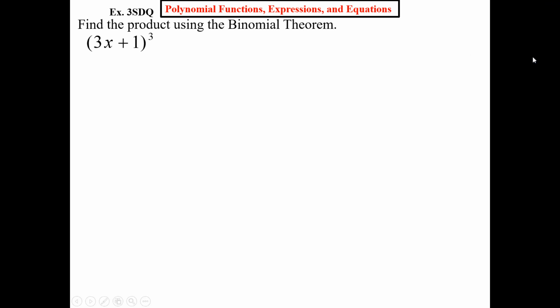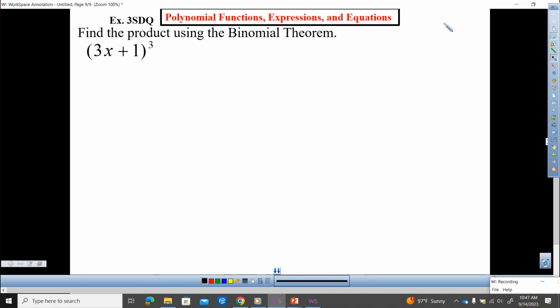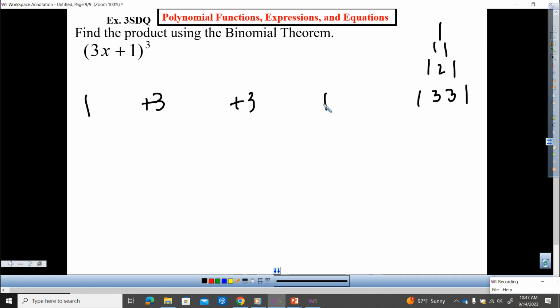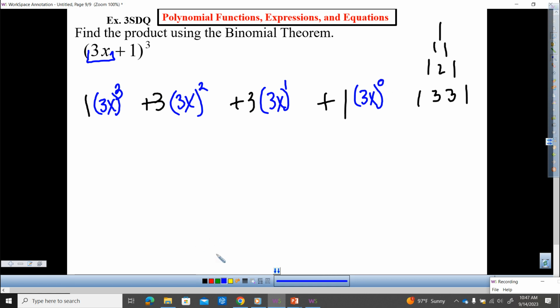Here we go. What row am I going to build to? 3. 1, 1, 1, 1, 2, 1, 1, 3, 3, 1. Okay, so it's 1 space plus 3 space plus 3 space plus 1. Now check this out. This is what I'm talking about. 3x to the third power, 3x to the second power, 3x to the first power, and 3x to the 0. What is my second term? 1. So this would be 1 to the 0, 1 to the 1, 1 to the 2, and 1 to the 3.